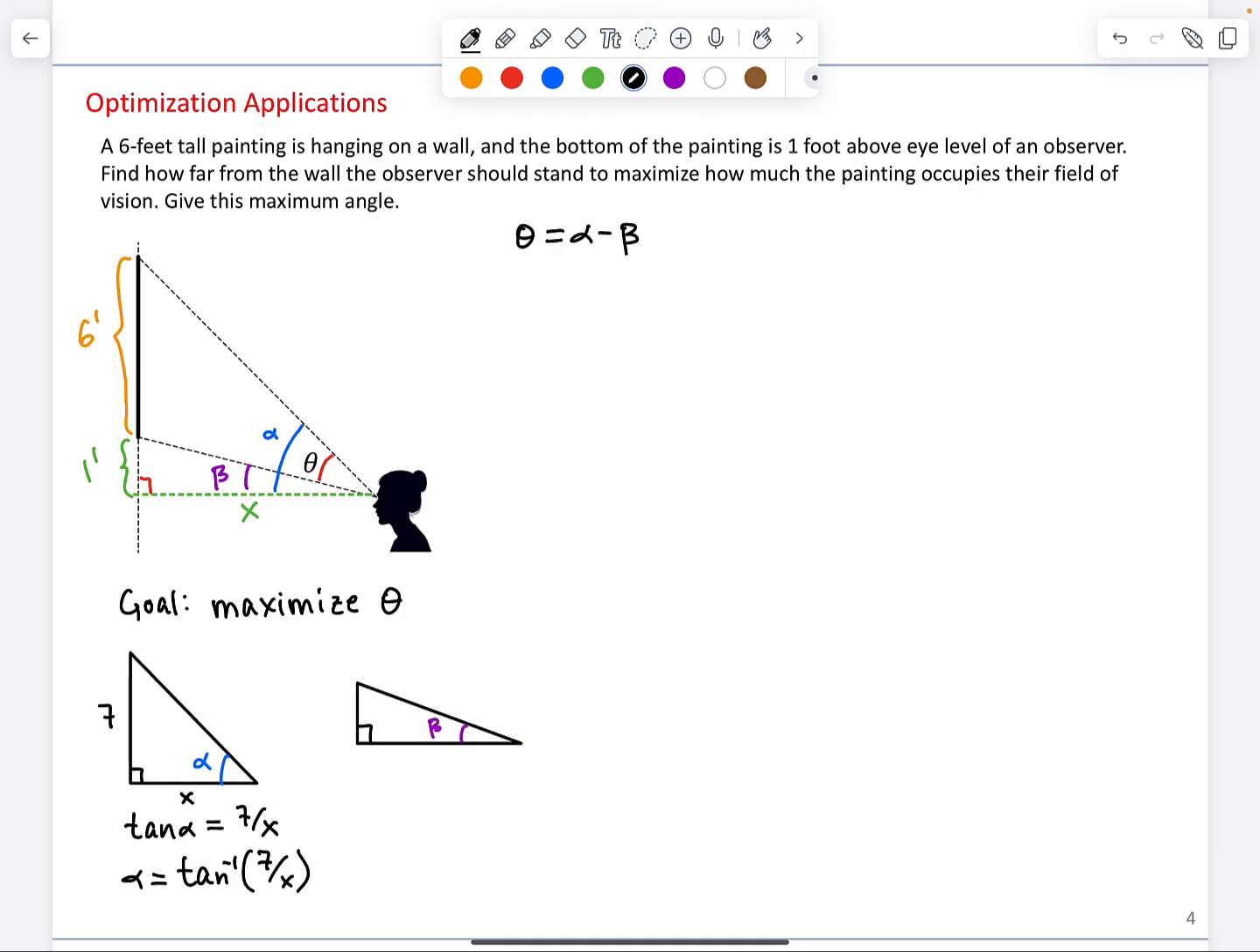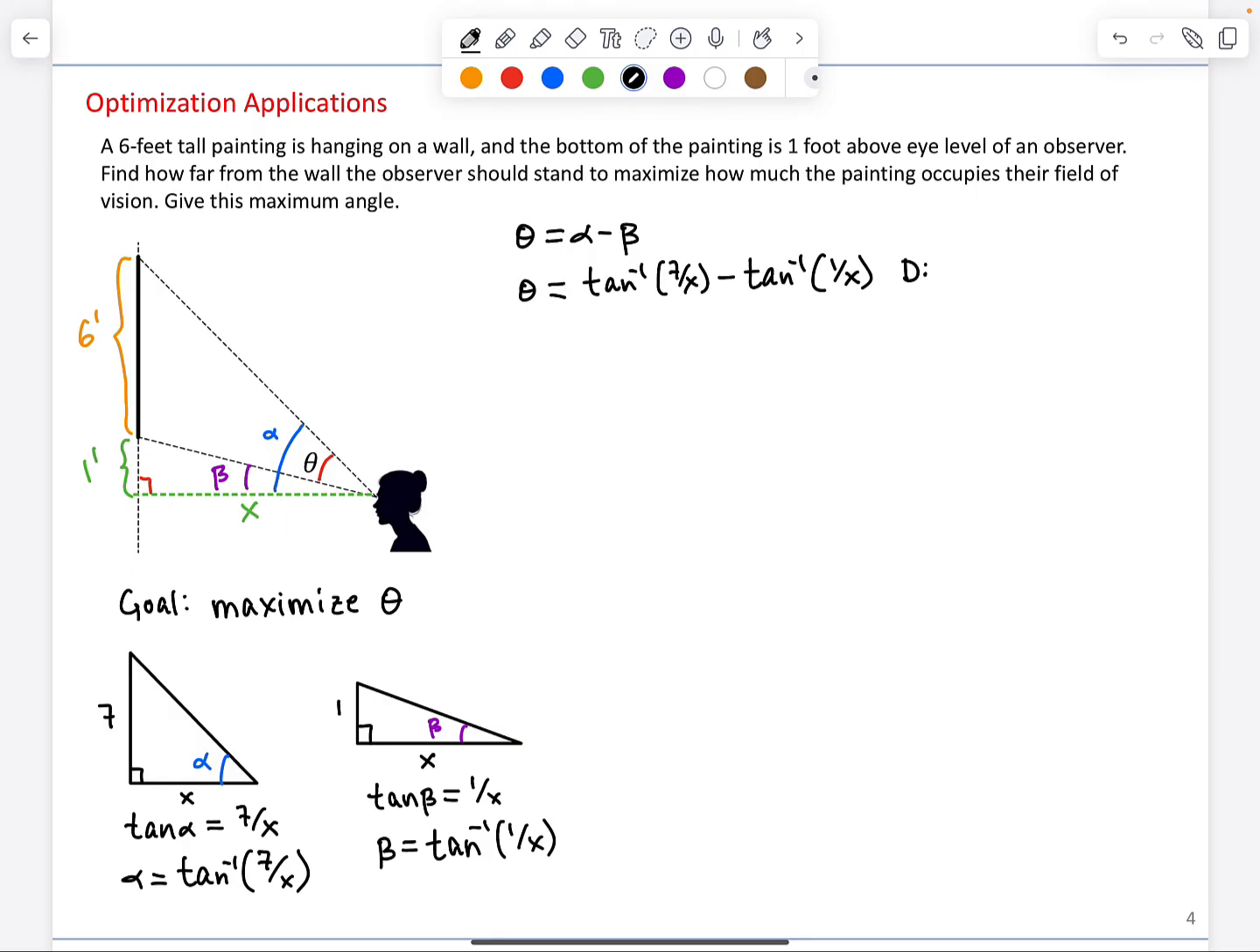Looking at the smaller right triangle with its angle beta, the height of that triangle is only 1 foot, and the horizontal leg is x feet. So we know that the tangent of beta is 1 over x. In other words, beta is the arctangent or inverse tangent of 1 over x. This will allow me to express theta directly as a function of the distance the person is from the wall. Theta is the arctangent of 7 over x minus the arctangent of 1 over x. In the domain of this function, we cannot let x be 0.